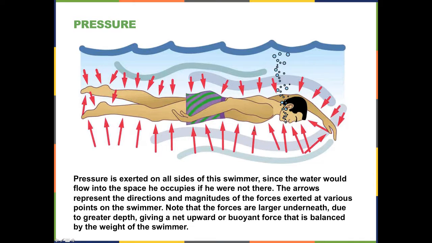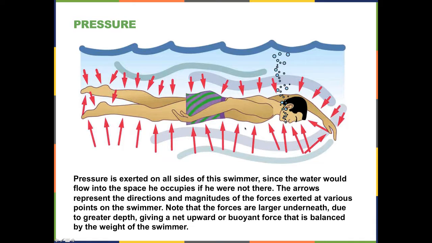Now one thing that is important to notice is that these arrows are smaller than these arrows. And the reason that these arrows are smaller than these arrows is the depth of the water involved is different here than here, so that there's less water, thus less force for every unit of area on this side of the swimmer compared to this side of the swimmer. And this is why a swimmer is buoyed up in the water as he swims along.